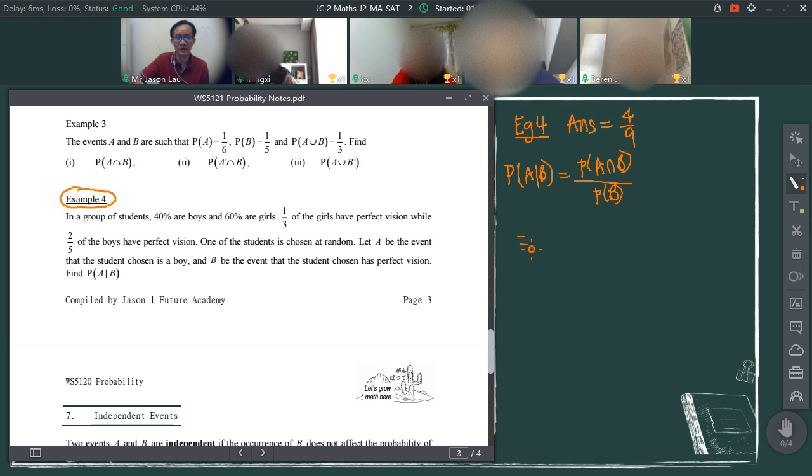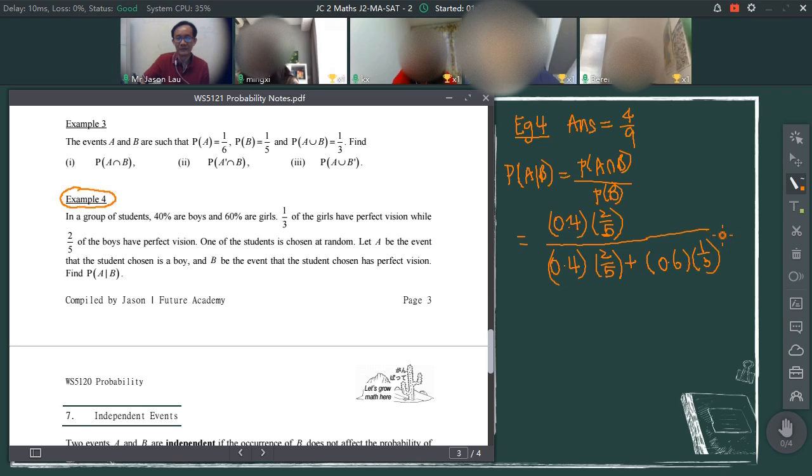Some of you haven't worked out yet. So if, wait, 4/10 times 2/5. Okay, sorry, wrong. Over 0.4 times 2/5 plus 0.6 times 1/3. Can? I think so. Okay, something like that. Questions like that you must know how to do. It is the direct application of conditional probability.